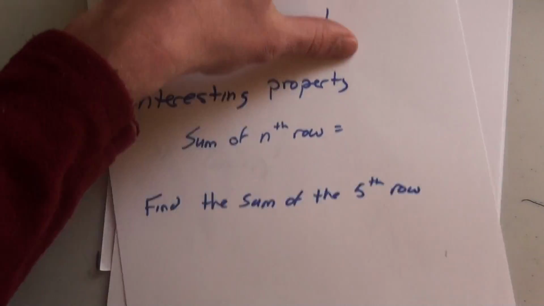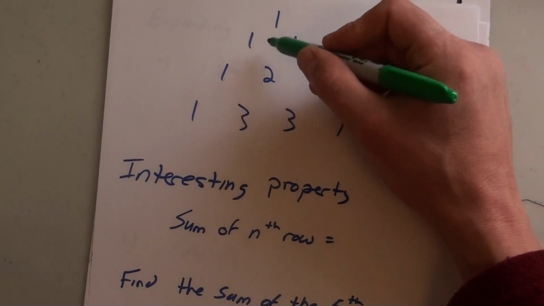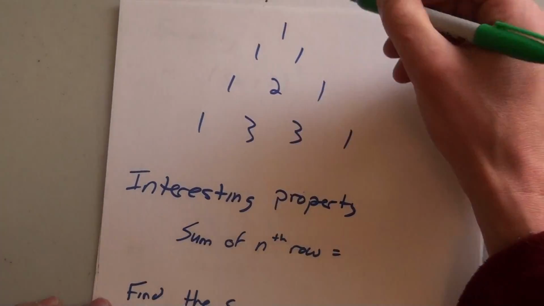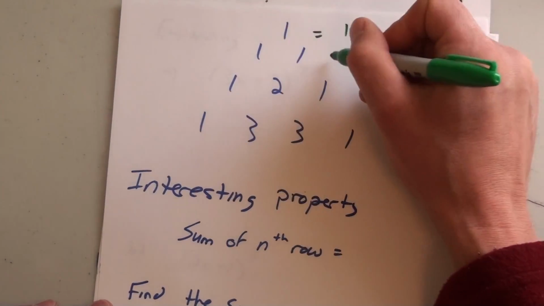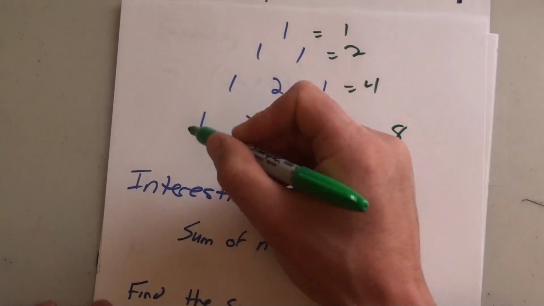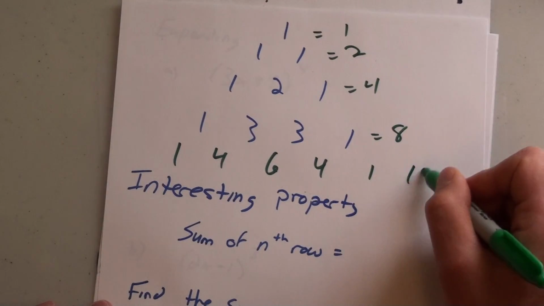The next feature we're going to look at is just an interesting property of Pascal's triangle. 1, 1, 1, 1, 2, 1, 1, 3, 3, 1. Interesting property is if I was to add up the terms in the row, so let's say I add up this row, I'm going to get 1, add up this row, I get 2, add this one up, I'm going to get 4, add this one up, I'm going to get 8. You do the next row, 1, 4, 6, 4, 1, I'm going to get 16.